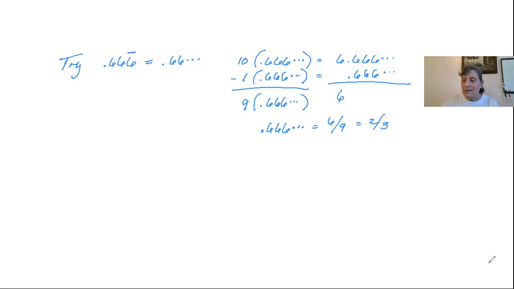What happens if the repeating digits don't instantly start as soon as you cross the decimal point? What if I had 1.245656, and the 56 repeated forever? Take the number of digits that actually are in the repeating pattern and multiply by that power of 10. In other words, we got 2 digits, so we're going to multiply by 10 squared. We're going to multiply by 100.